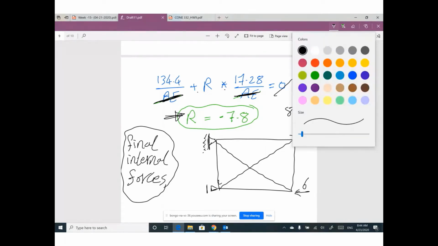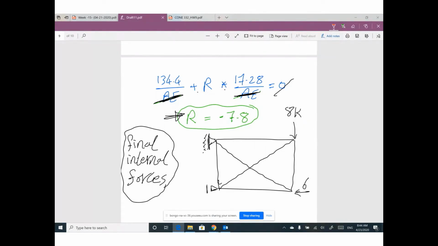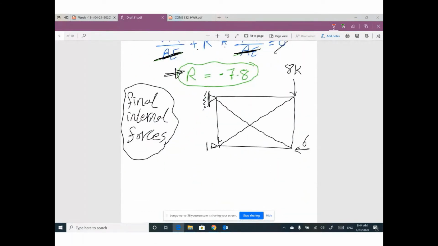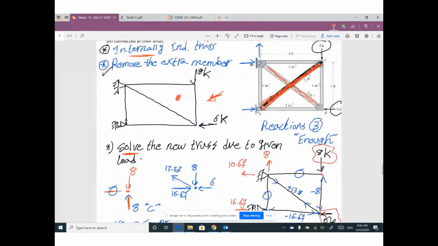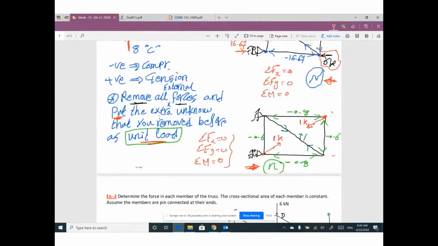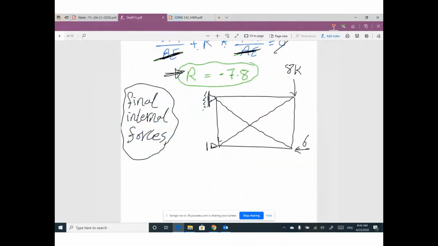What is the meaning of the value of R? Go back to the first step in this problem. I removed this member AC, and I put the force in this member like this, tension 1, tension 1. Your value is negative. That means the force in this member is compression, not tension. It's opposite because we have negative. And the internal forces in this member, 7.8 compression.